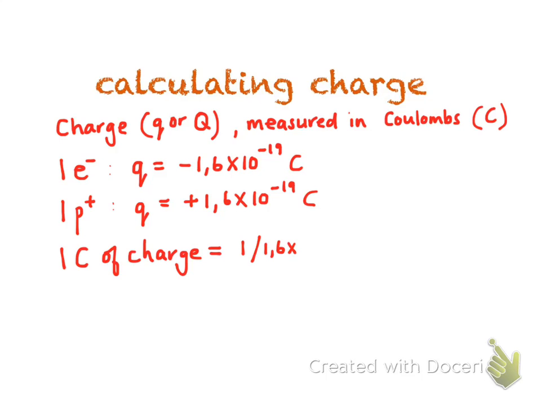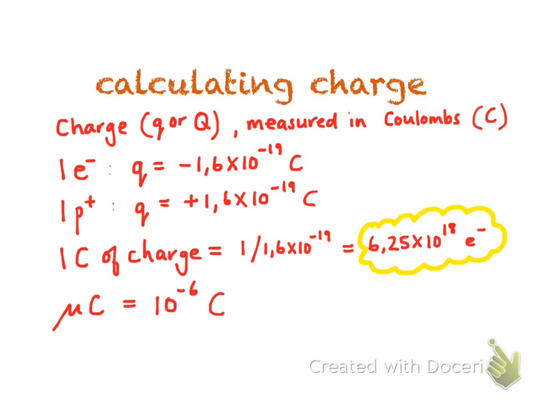1 coulomb of charge is really a very large charge, and a quick calculation, if we take 1 coulomb of charge divided by the charge of 1 electron, it tells us that we would need 6.25 times 10 to the 18 electrons to make 1 coulomb of charge, and that really is a very large charge indeed.